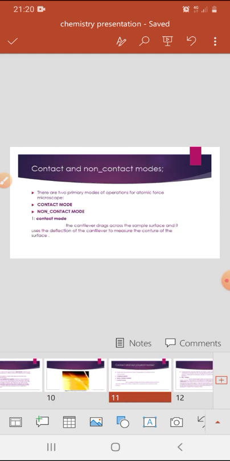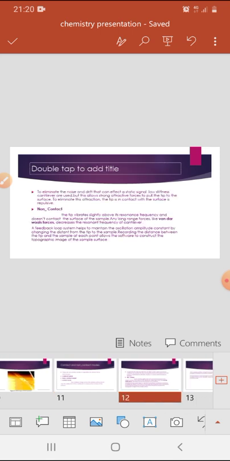nanobelt. What are contact and non-contact modes? There are two primary modes of operation for the atomic force microscope: contact mode and non-contact mode. First of all, contact mode. In contact mode, the cantilever drags across the sample surface and uses the deflection of the cantilever to measure the contour of the surface. To eliminate the noise and drift that can affect a static signal, low stiffness cantilevers are used, but this allows strong attractive forces to pull the tip to the surface. To eliminate this attraction, the tip in contact with the surface is repulsive.